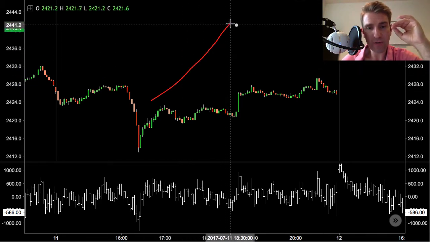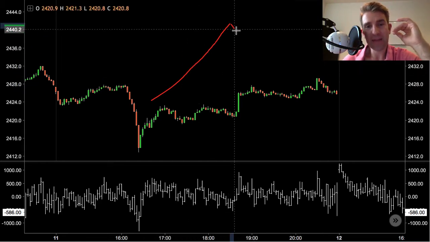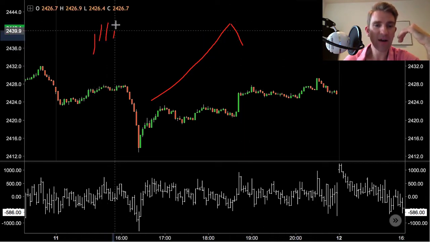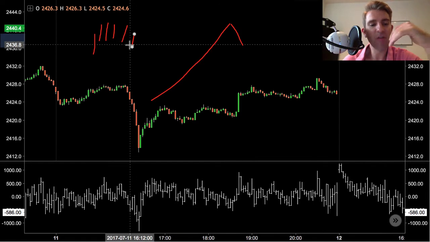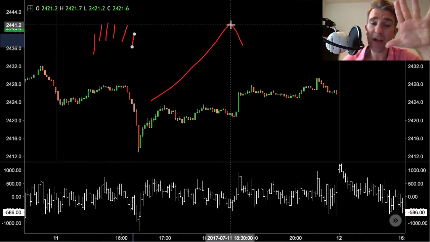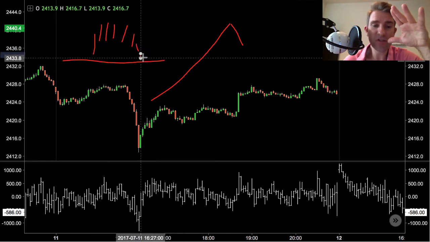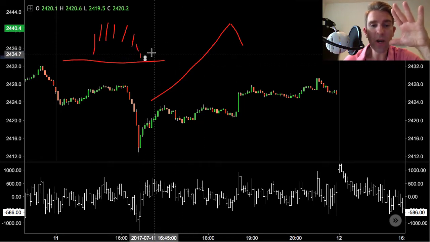I want to see a good drive in price, it pushes up, then price pulls back. The tick index is going to be pushing high, high, high. It's going to be 500, 600, 700. You might even get 1,000. You get a pullback in price. Tick then pulls back to the zero line, and then we're looking to buy there.